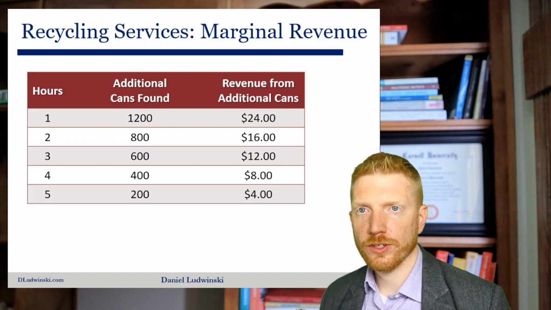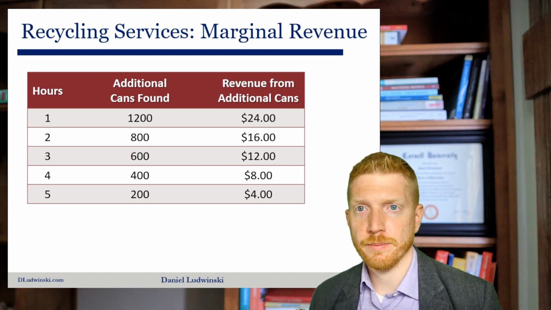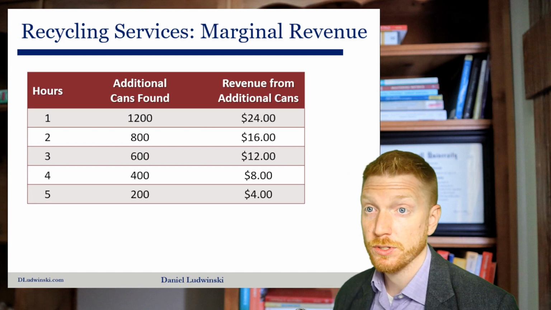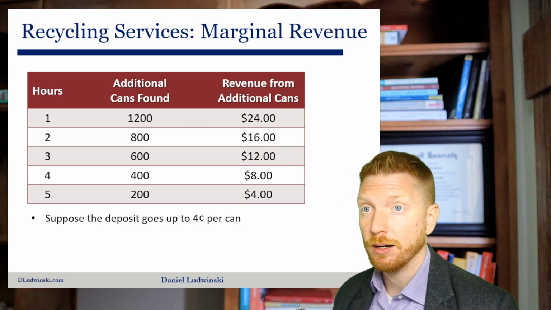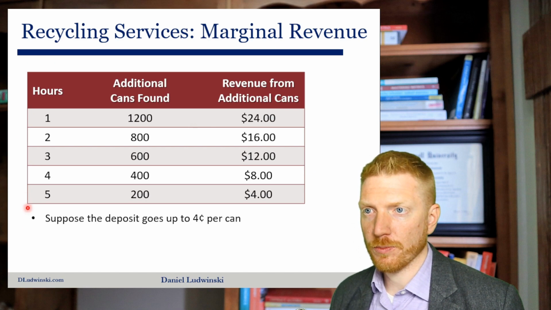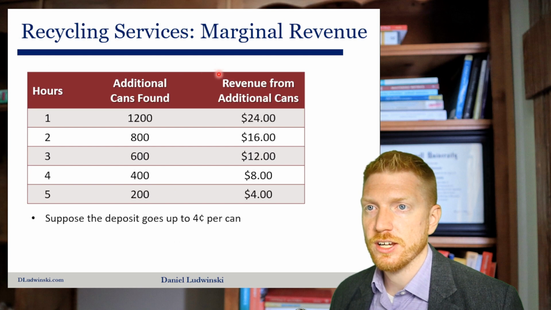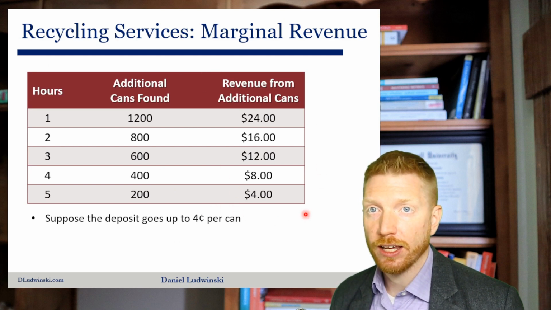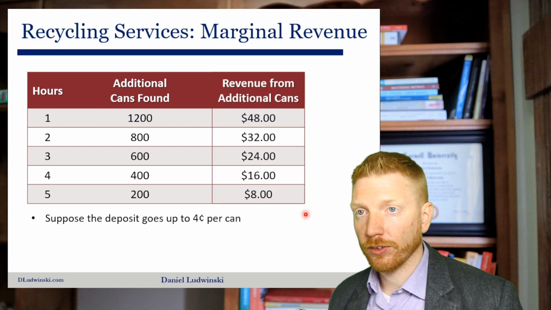Now let's do a small change. Let's say that the deposit on the cans goes up from 2 cents to 4 cents. It doubles. And what that changes is not anything in his two columns that relate to production. That just changes this column of revenue from additional cans. And in fact, it doubles it. So everything in this column has been doubled.